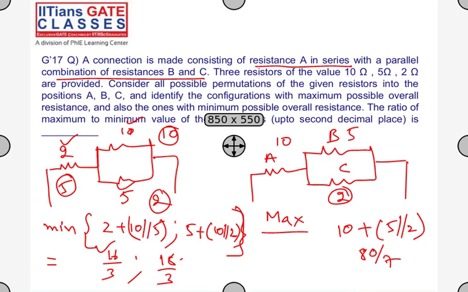So the ratio will be maximum to minimum. The ratio will be 80 by 7 divided by 16 by 3. Tell me the answer. Answer is 15 by 7.